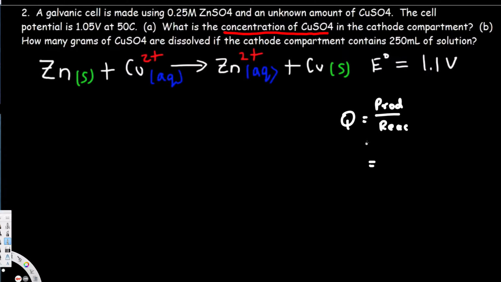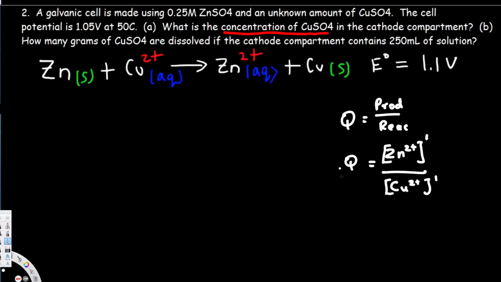So let's put the equation first. Q is equivalent to product over reactant. Product is Zn2+, and since we don't have any coefficient in front, we just put 1 as the power. In the reactant side we have Cu2+, so that's going to be in the bottom, also to the power 1. Here they are asking for the concentration of CuSO4, so we are trying to find Cu2+, and if we calculate this one, that's going to be the concentration of CuSO4.